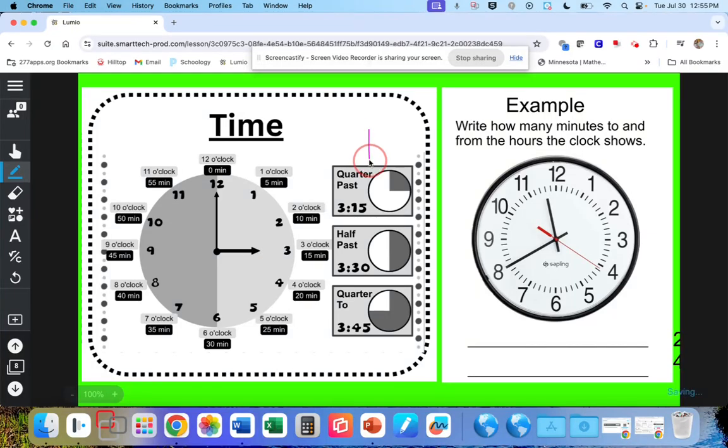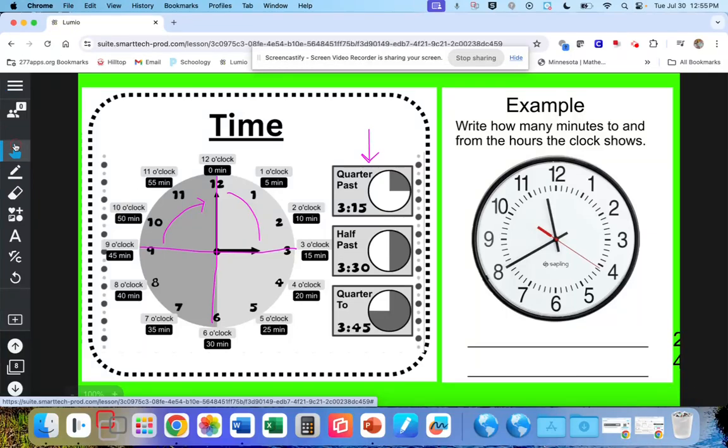Some new terms that you might need: quarter past. So if we broke our clock into 4 parts, we call each part a quarter. So if I have only one piece of that quarter, I have quarter past the hour. Half past is going all the way to the half hour mark. And quarter to would be when I'm 15 minutes to the hour.